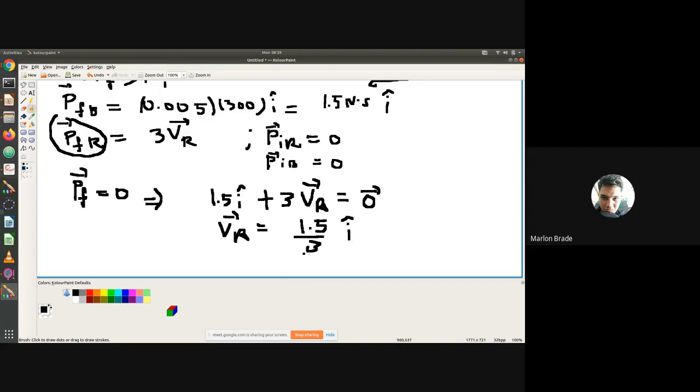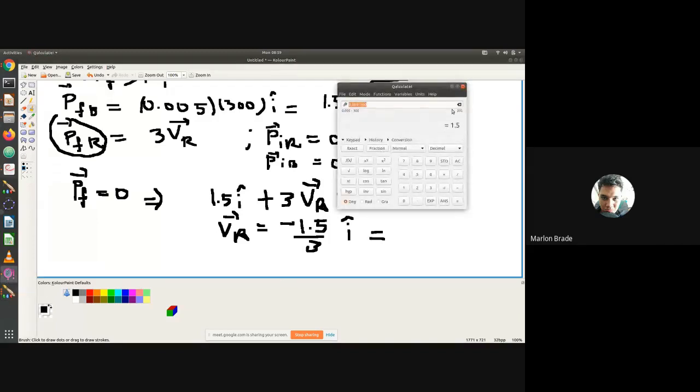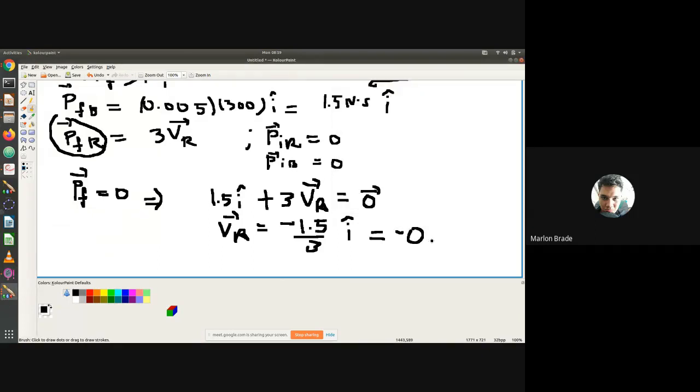Okay, so now this is just 1.5. Right? Negative, right? So 3 VR, negative. So 1.5 divided by 3. So that is 0.5. So this is negative 0.5 meter per second. So that is the velocity of the rifle.